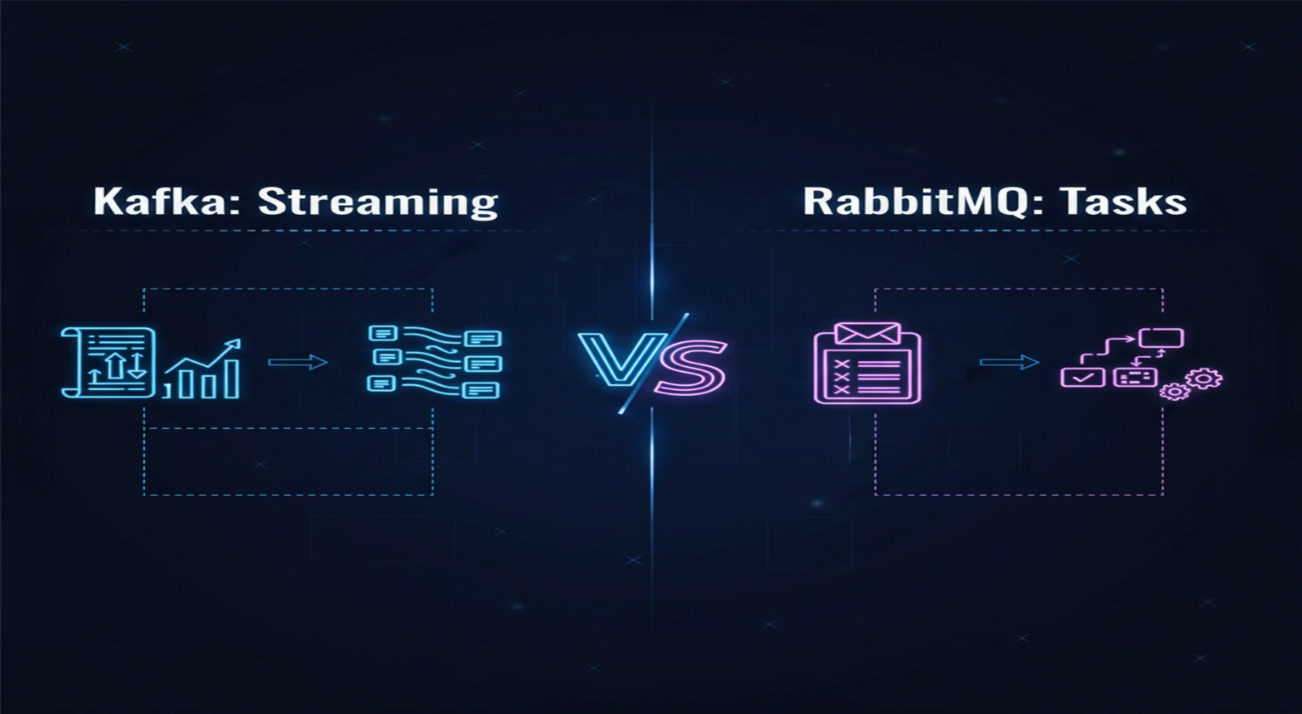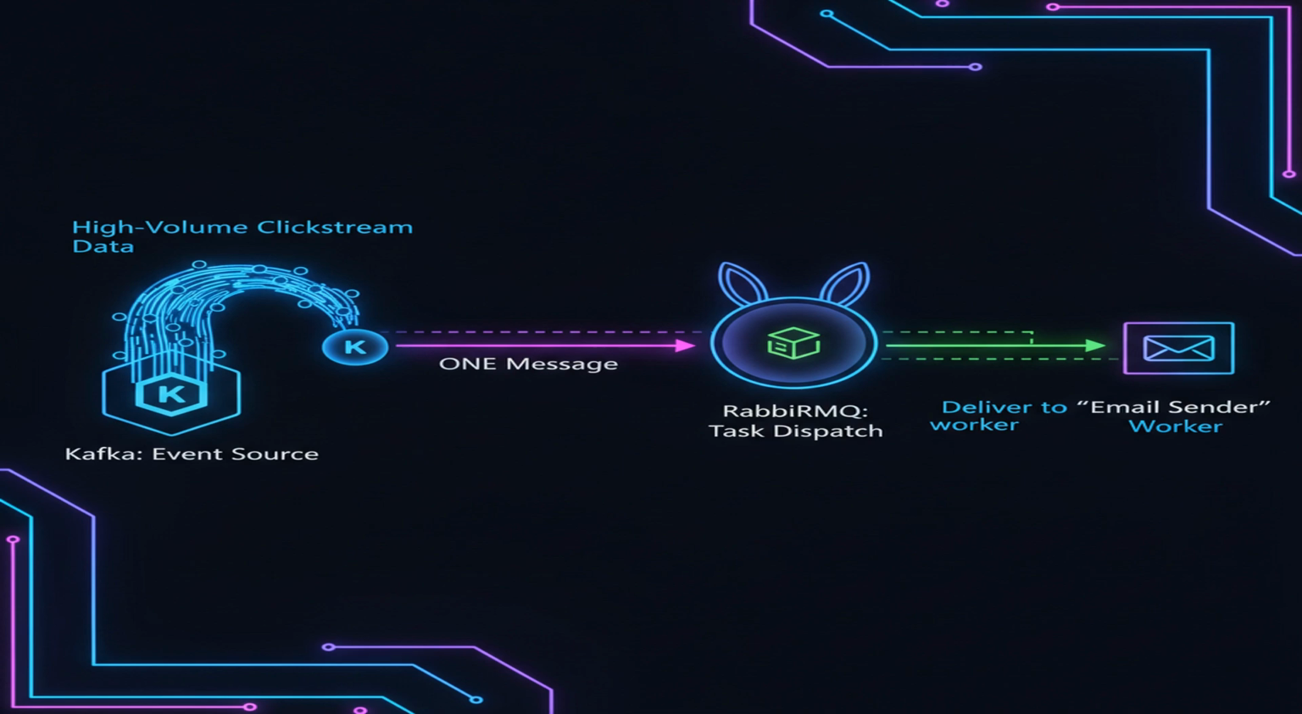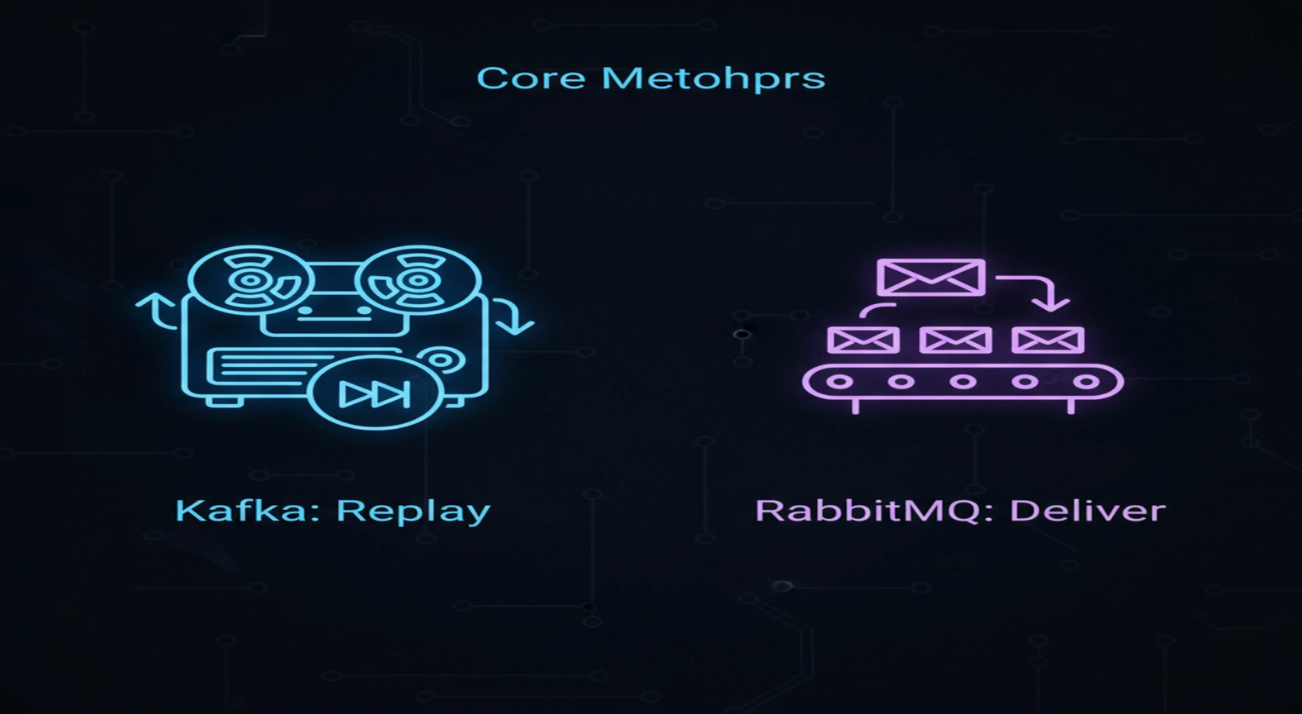Choosing between Kafka and RabbitMQ depends on your use case. Kafka for high-throughput event streaming and log aggregation, RabbitMQ for flexible routing, task queues, and microservice communication. But it's not always an either/or choice. In fact, many production systems use both, Kafka as the event backbone for analytics and logs, and RabbitMQ for specific transactional task queues like sending an email. They are complementary, not mutually exclusive.